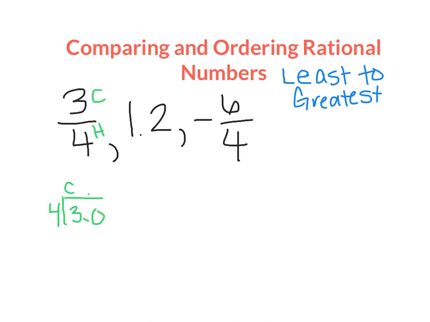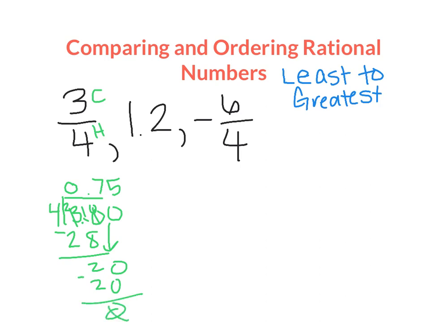4 cannot go into 3, but 4 can go into 30 7 times. 7 times 4 is 28. When we subtract, we're left with 2. But don't forget, you can add as many zeros after the decimal as you need in order to solve. 4 can go into 20 5 times. When I multiply that, 5 times 4, I get 20, and I zero out, which means I'm done. What this tells us is that 3/4 is really the same as 0.75.